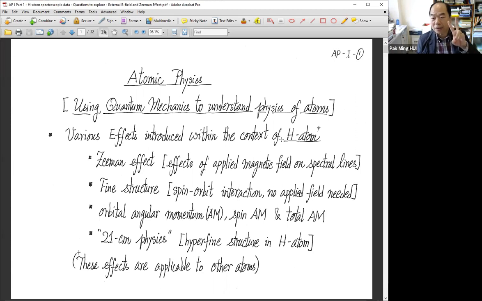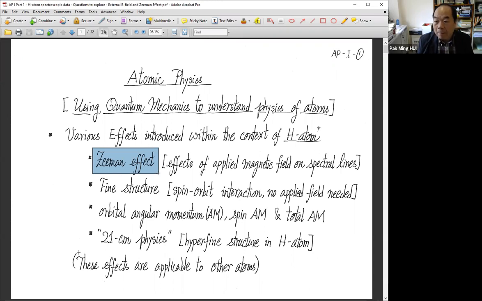We will do two parts in the physics of atoms. Part one, we will try to stick the discussion to the hydrogen atom by adding in many effects not considered previously. The first thing we will do is the Zeeman effect, meaning I add an external magnetic field to the atom and see what happens, especially what happens to its spectral lines, the spectrum.